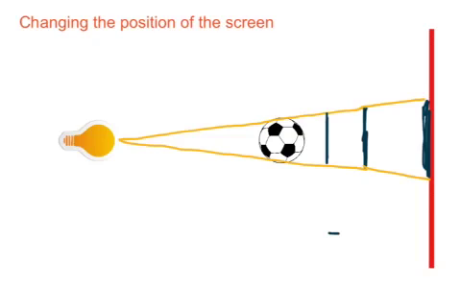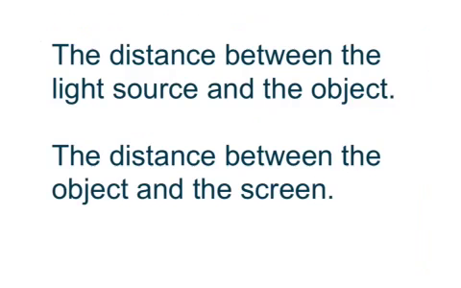Or the other way around, if the ball is moved closer to the screen, the size of the shadow would decrease, and if the ball is moved further away from the screen, the size of the shadow would increase. And to help you to remember, if you ever see questions that ask you about moving the light bulb or moving the light source, or moving the object or moving the screen, what will happen to the size of the shadow, you just need to remember the 2 points that I taught earlier, which is the distance between the light source and the object, and the distance between the object and the screen.